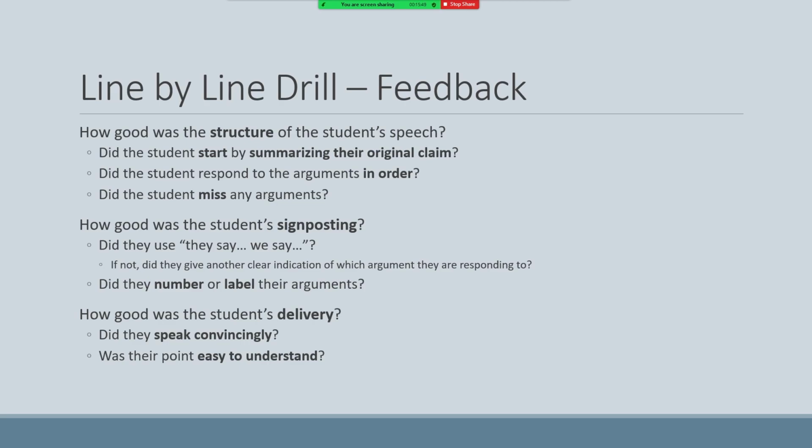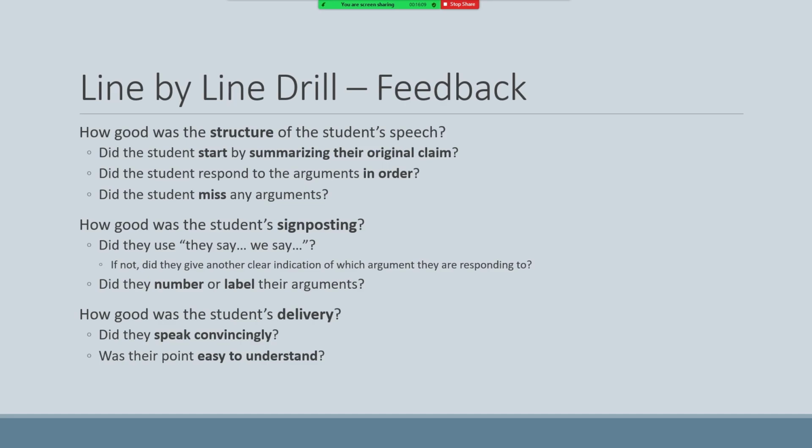So it's usually good to focus on the structure of their speech, because that's, again, the core of what line-by-line is. So did the student start by summarizing their original point? Did they then respond to the arguments in order? Did they miss anything?